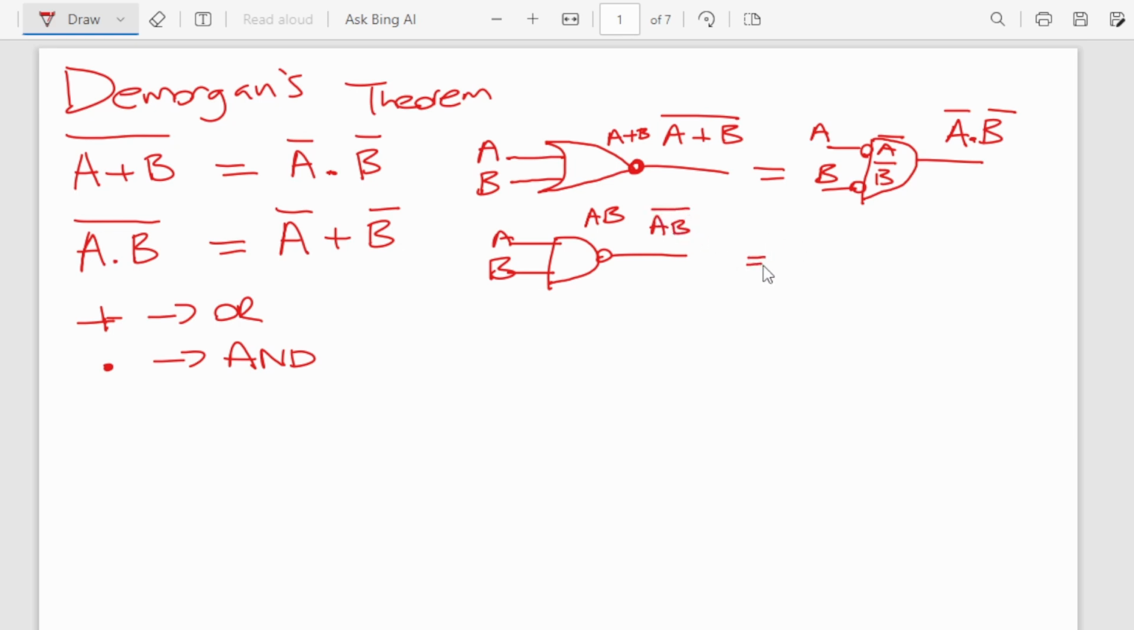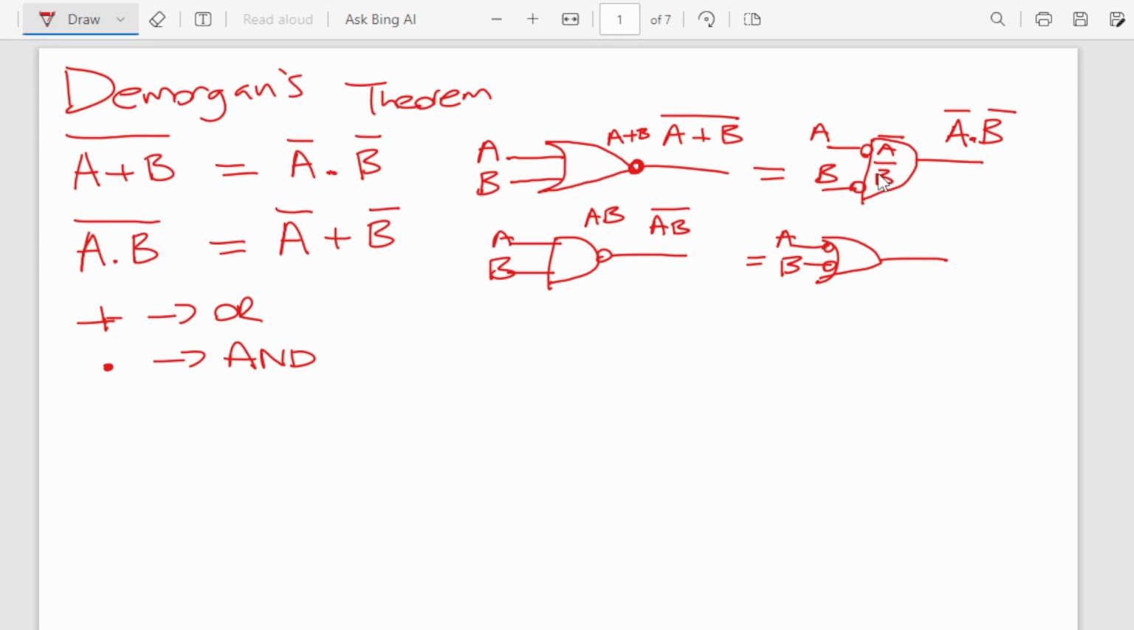Likewise, we are saying that this equals an OR gate. Again, plus represents OR, and we have two inputs here. One input is going to be A bar, the second input B bar. Here the bar is on the input because the bar is on the individual terms. So the question is, are these two equal? We're saying that A plus B, all barred, is equal to A bar ANDed with B bar.